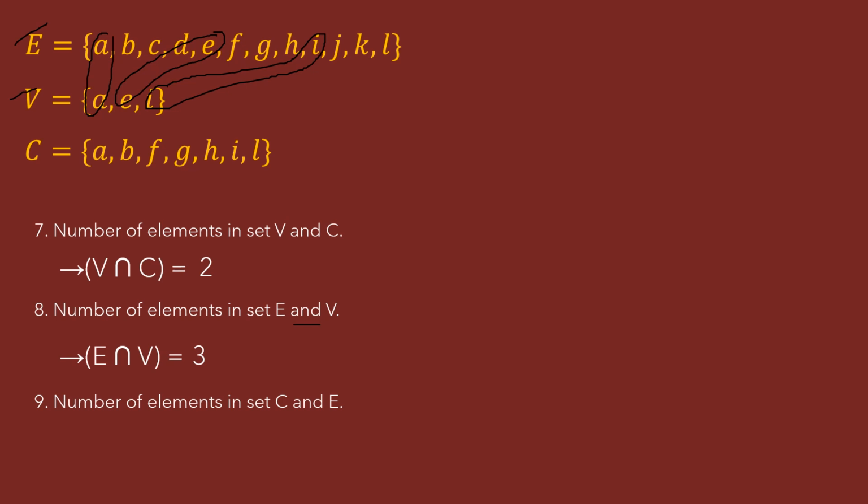For number 9, so the last, number of elements in set C and E. Set C and E. So we do have C intersection E. So C and E. So upon looking, we do have A, 1. We do have B on both. We do have F. So third, fourth G, fifth H, 6 I, then 7 L. So we do have 7 common elements between set E and set C. So common elements is for the intersection. So therefore, the answer is 7.